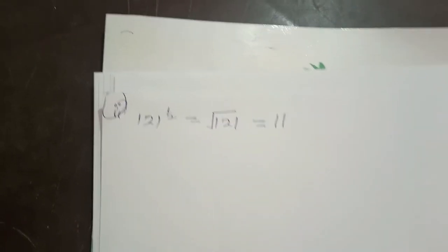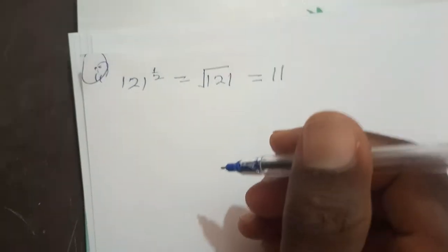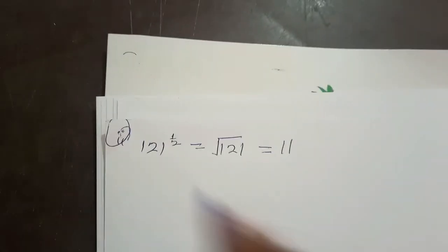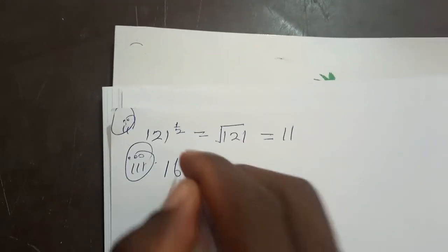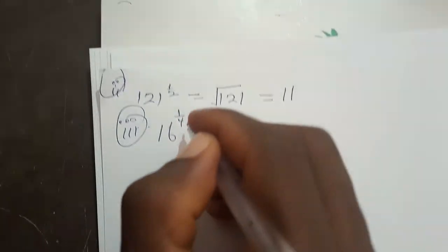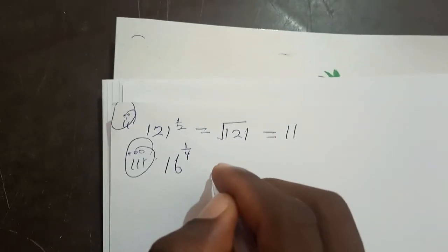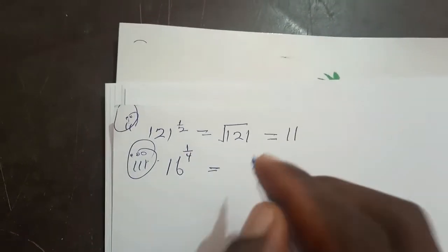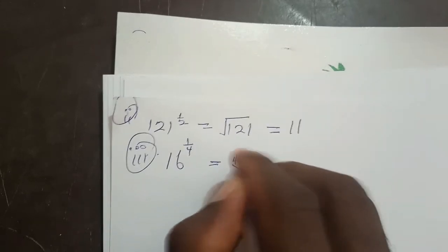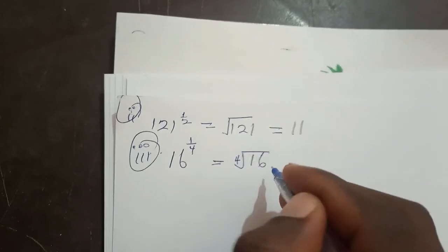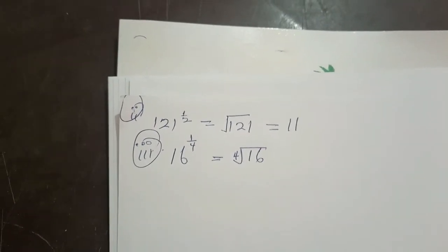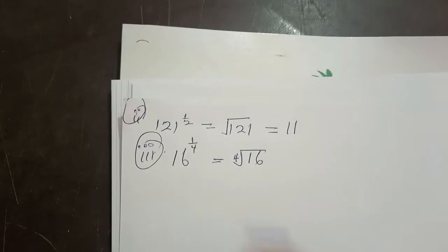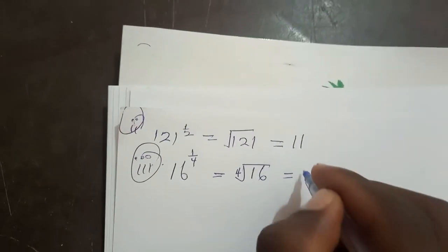Then we can have 16 exponent 1/4. So again, from the explanation I gave earlier, it means that this 4 is going to be in the root. So the 4th root of 16 exponent 1, but we can choose not to write a 1 because it doesn't add anything, and the answer is 2.